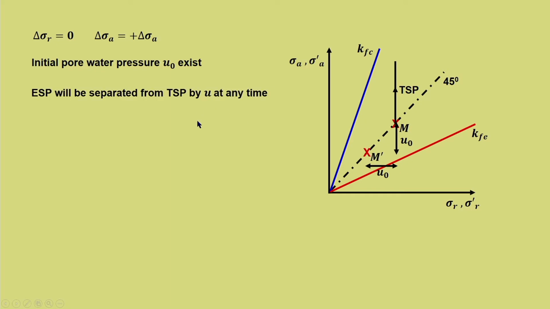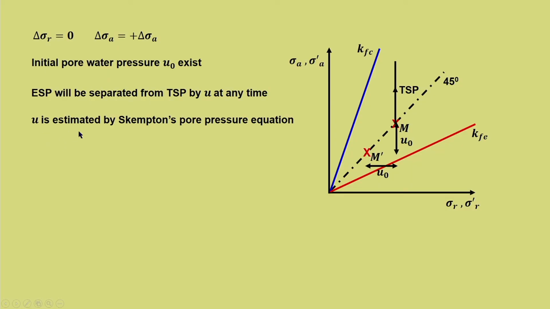Now, is it straightforward to plot effective stress path with the given information? ESP will be separated from TSP by pore water pressure at any time. So, it is an undrained test. For every instant the pore water pressure changes during shearing. So, we need to understand what the value of pore water pressure is with loading. How do we do that? Either we measure it, get the results, and plot the variation of the effective stress parameters, or u is estimated by Skempton's pore pressure equation.